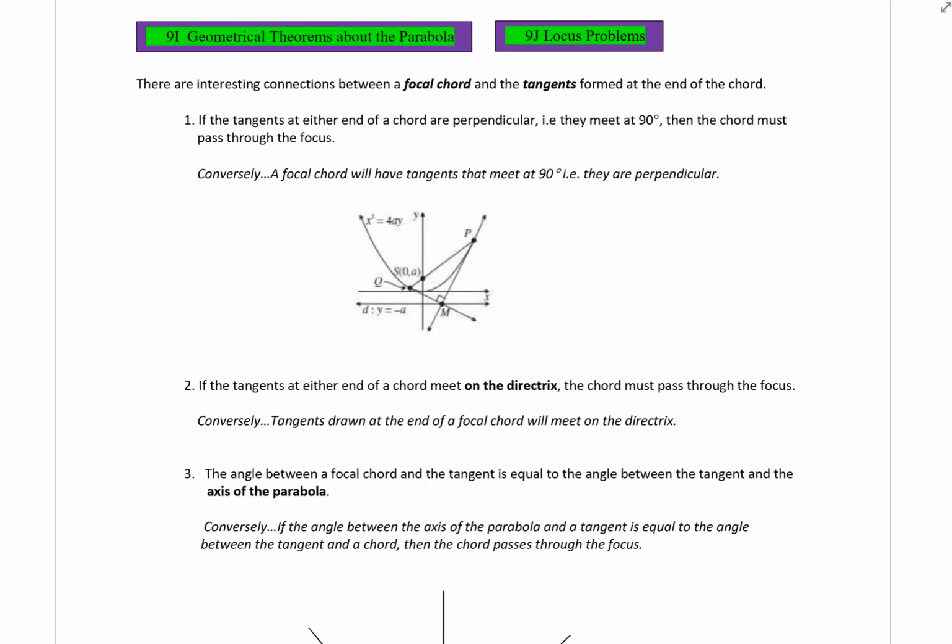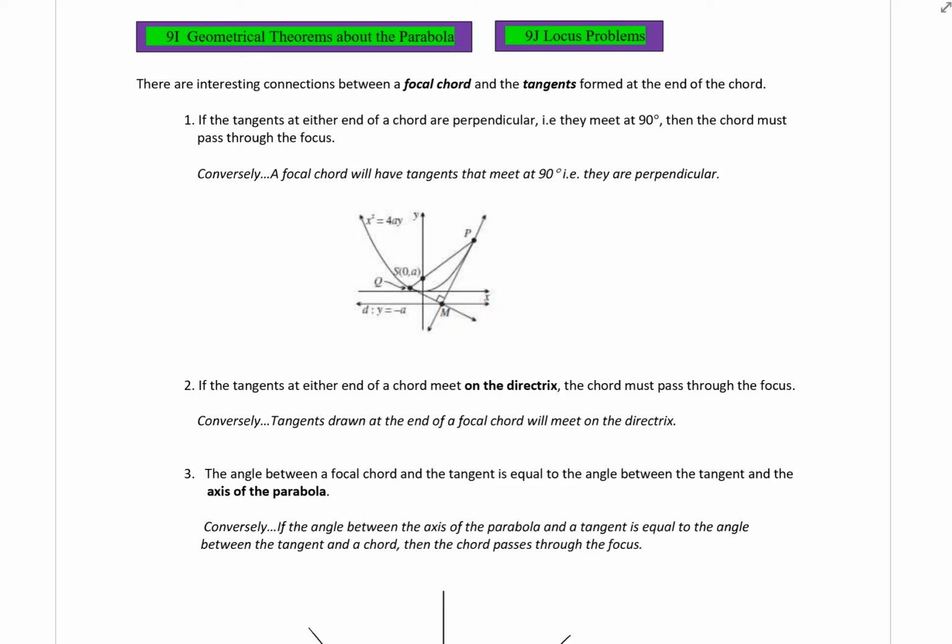In exercise 9I, we're going to look at what they call geometrical theorems about the parabola, and I guess they're calling it a geometrical theorem because it's focusing on angles. So we're going to be identifying particular angles and describing those angles in terms of the parameters associated with the parabola. Now, it is almost like the last things that you will learn about the parabola in its parametric form, and they are based on the properties that we've just established in the previous exercises.